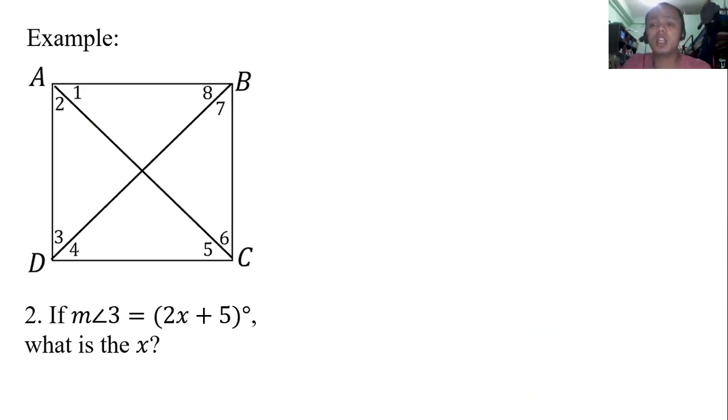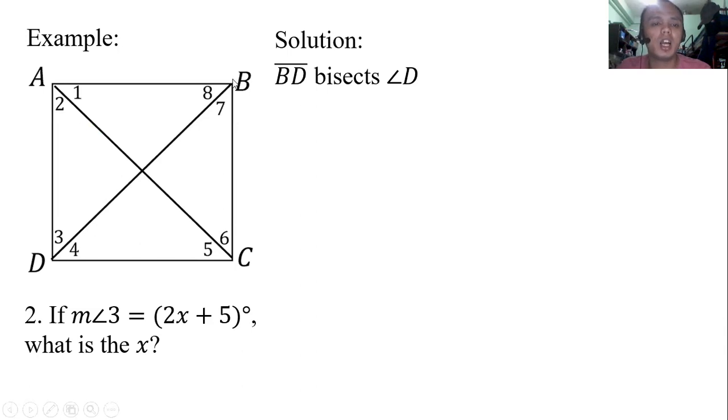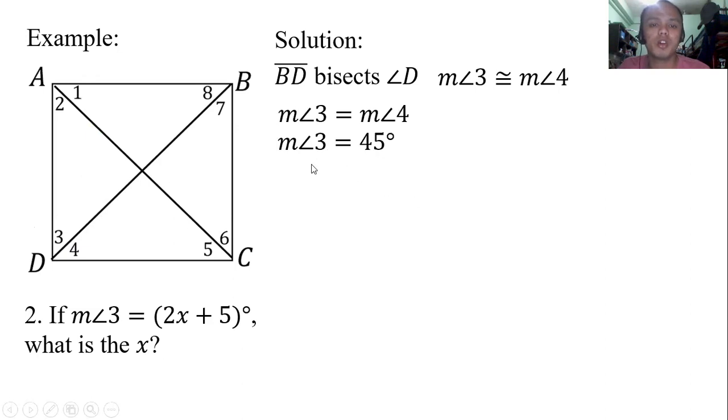Now, here. If measure of angle 3 here is 2x plus 5 degrees, what is x? Okay? So, wala nang masyadong condition. No? Isang angle lang ang kailangan natin. Since BD bisects angle D, here, ito is 3. Ito yung figure natin. 3, 4. Now, ito yung bisector BD and it angle D naman. Now, your measure of angle 3 here is congruent to measure of angle 4. No? Therefore, your measure of angle 3 is 45 degrees.